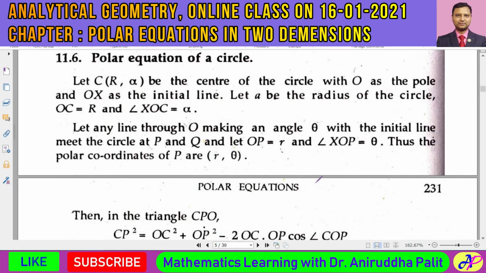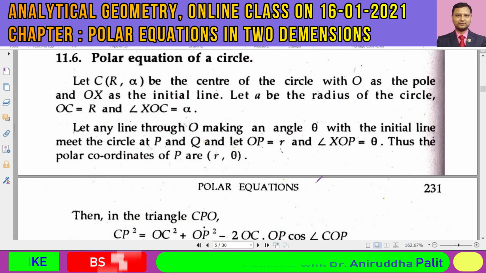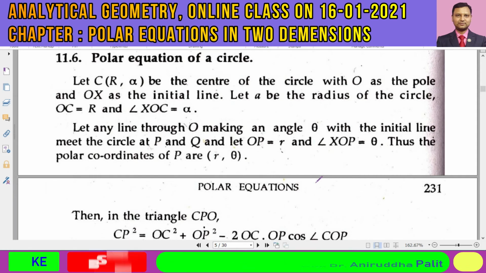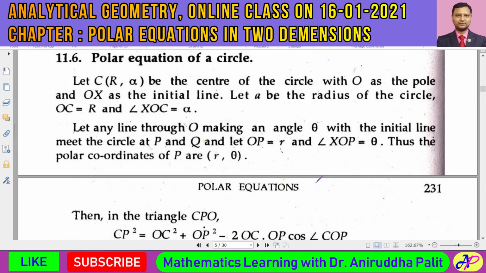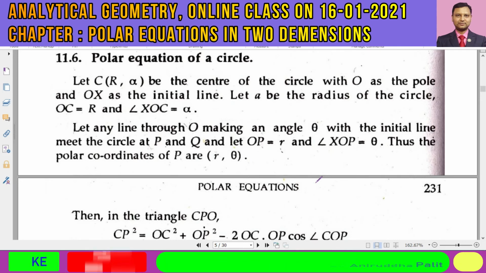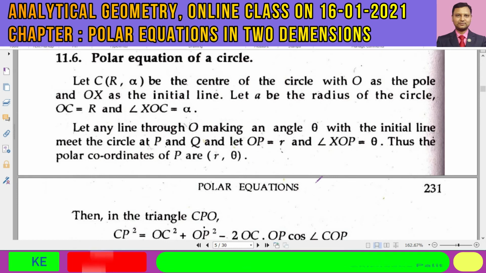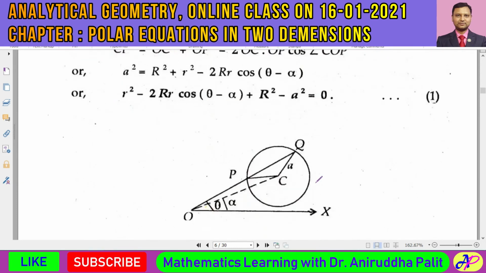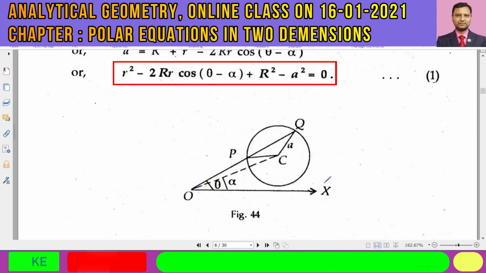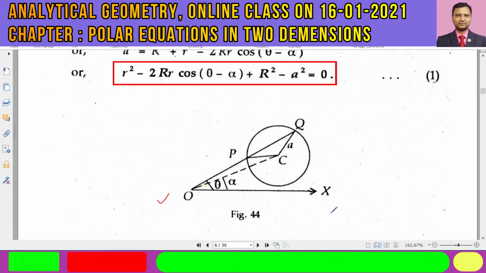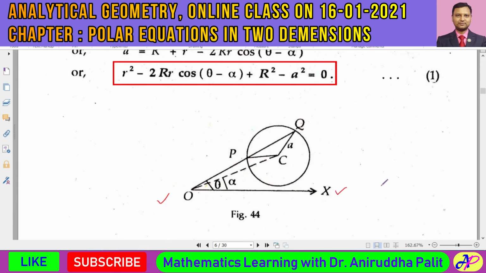We want to find the polar equation of a circle. So we shall consider the same technique that we considered in the case of the straight line. On a circle, we will have to consider an arbitrary point, and we need to construct a relation between the polar coordinates of that point. Now, how do we find this kind of equation? Suppose this is the circle, and this O is the pole of the polar coordinates, and this OX is the initial line.